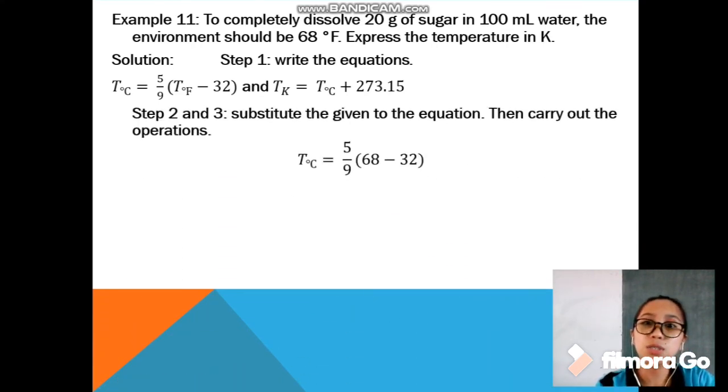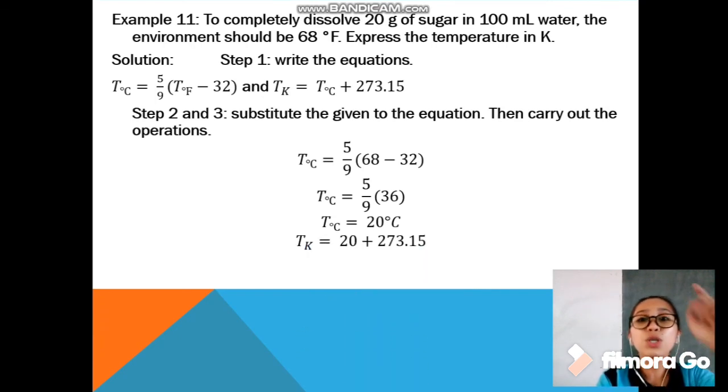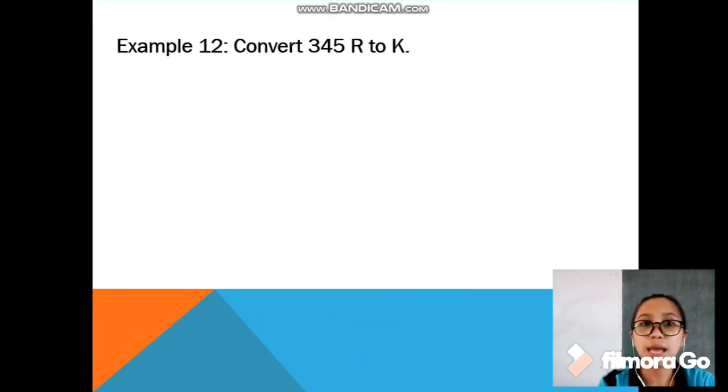So substitute the given to the equation. In the first equation, you are going to substitute temperature F here, 68. Then you have the temperature in degrees Celsius, 20 degrees Celsius. Then you are going to convert the 20 degrees Celsius into Kelvin. You substitute here, using the equations. Then we come up with the temperature in Kelvin: 293.15 Kelvin. And that is our final answer. Okay?